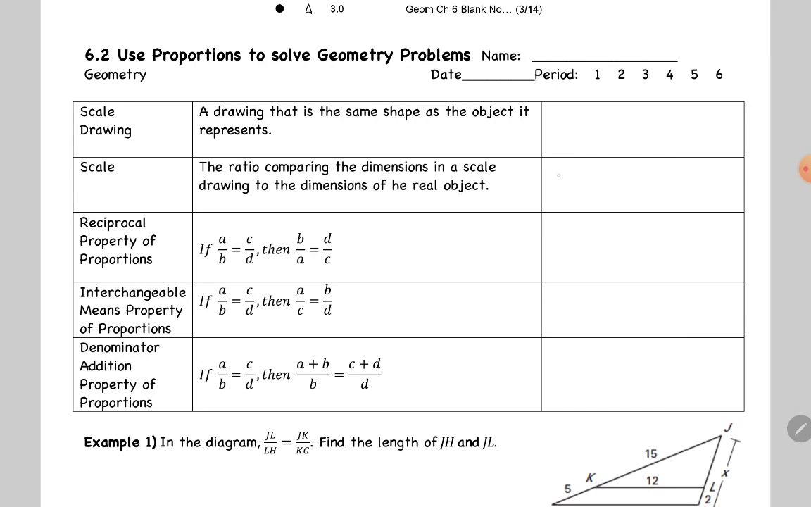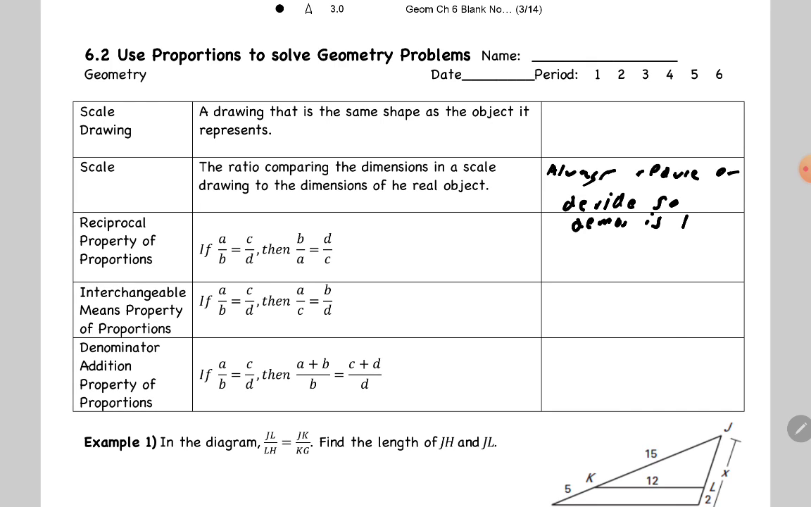The scale is usually reduced to, like when we're always doing a scale, like 1 inch equals blah blah blah. So always reduce or divide so that the denominator is 1. And we'll go look at that later.